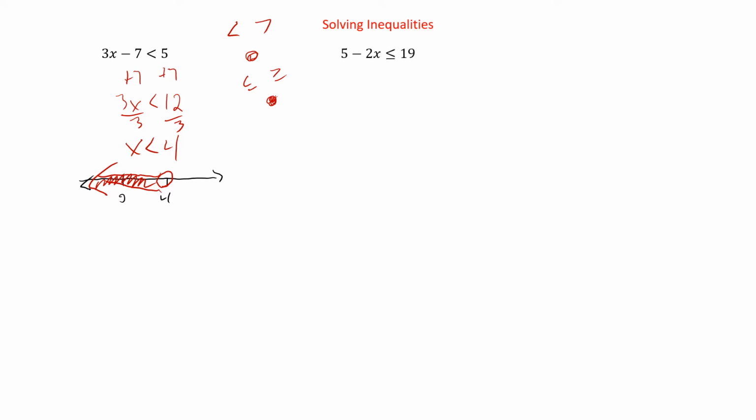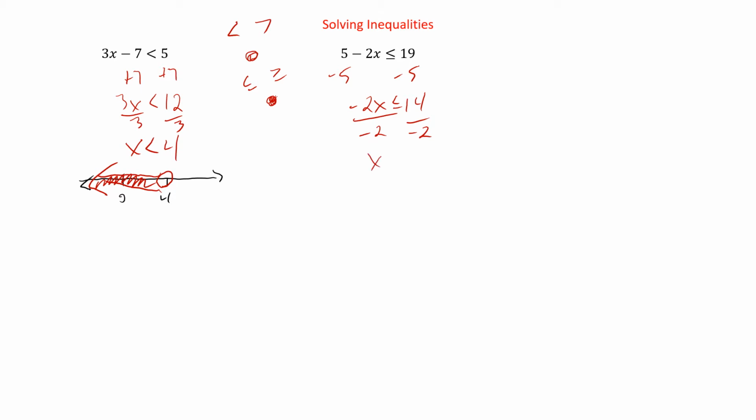So there are some differences. If we look at this one, 5 minus 2x is less than or equal to 19. We're going to subtract 5 minus 5. So we have negative 2x is less than or equal to 19 minus 5, which is 14. Now we're going to divide by negative 2, divide by negative 2, and so we get x.